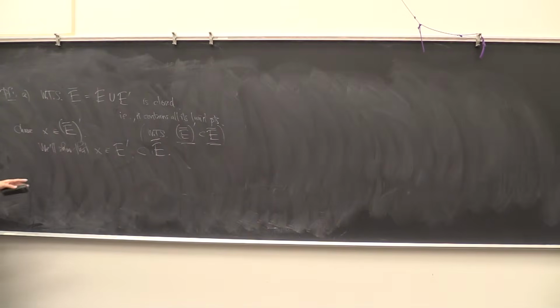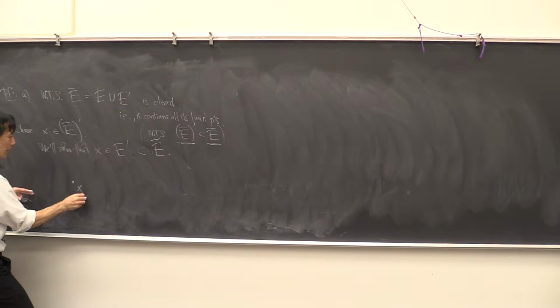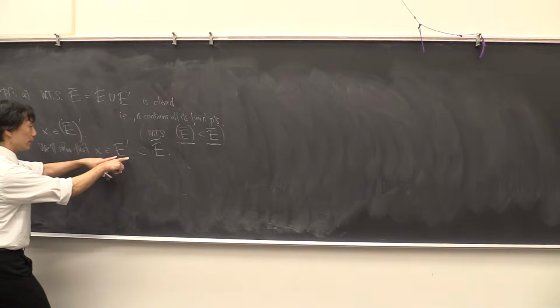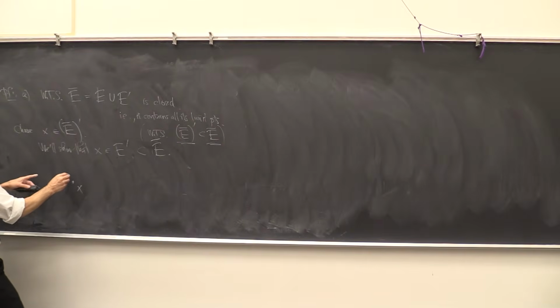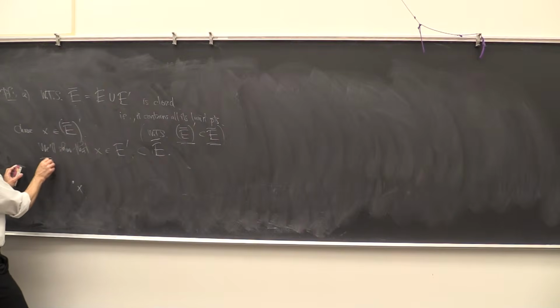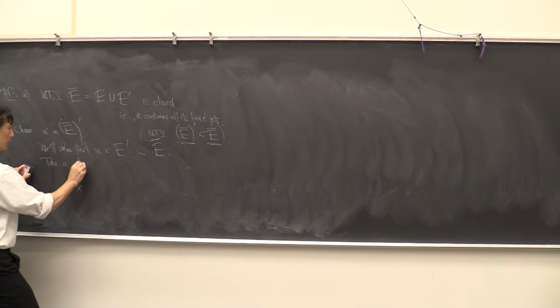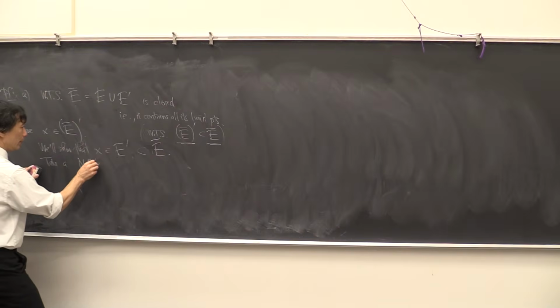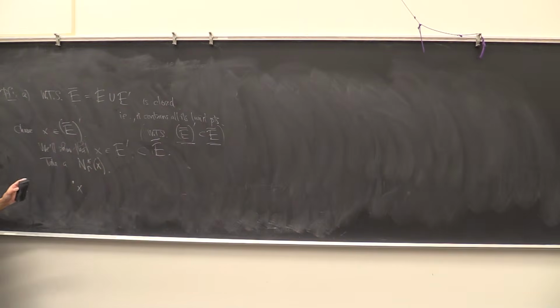Okay. So this guy is in E bar prime, right? This x is in E bar prime. We want to show that it's in E prime, right? So take a punctured neighborhood. Take a punctured neighborhood of that point x, right?